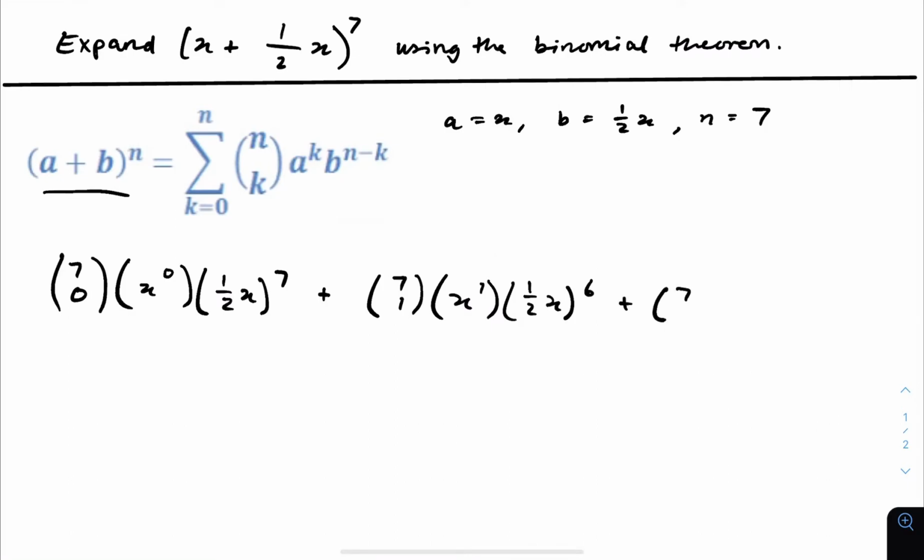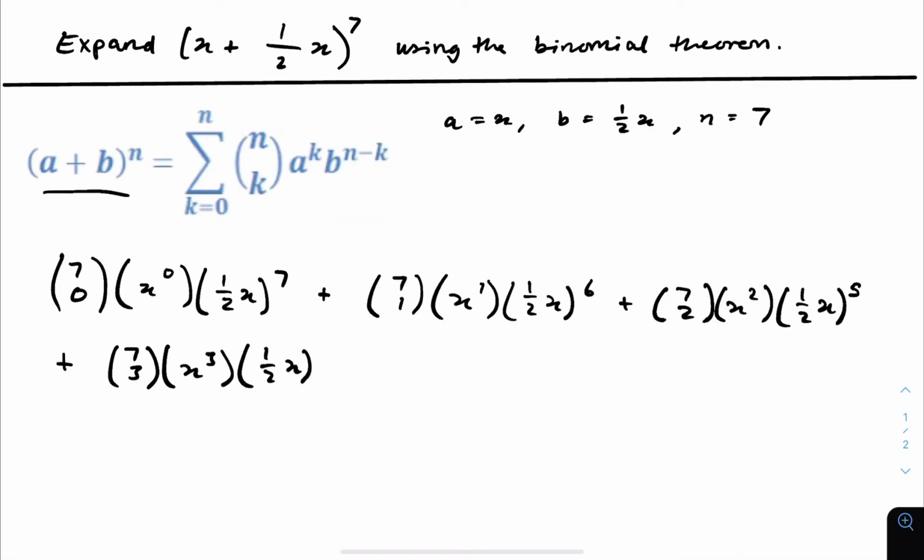Plus 7 choose 2, x squared times half x to the power of 5, plus 7 choose 3, x cubed times half x to the power of 4.